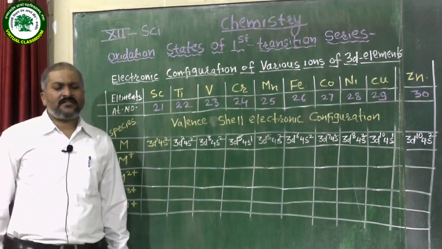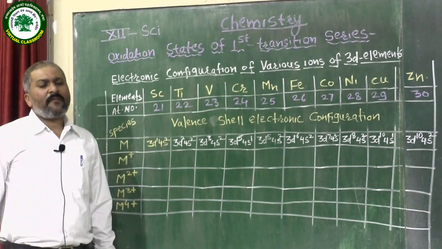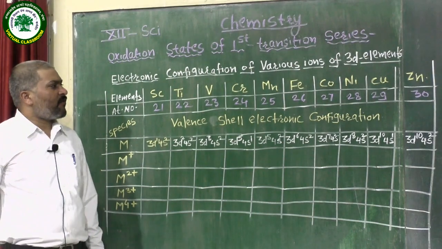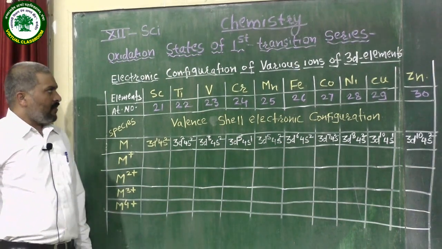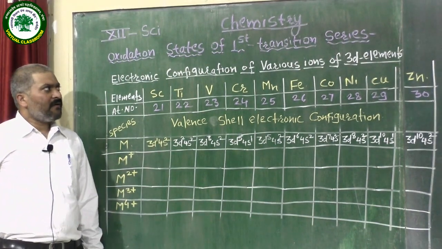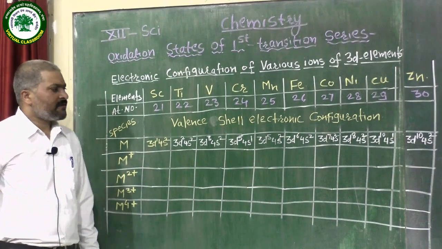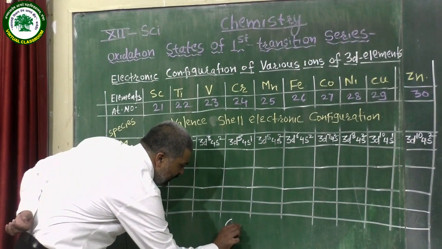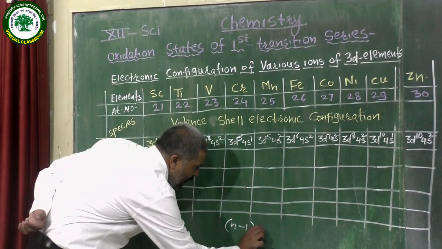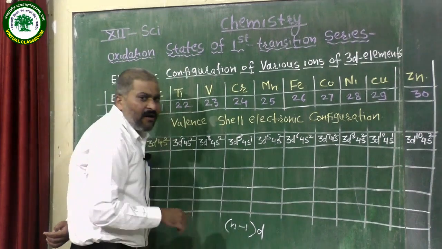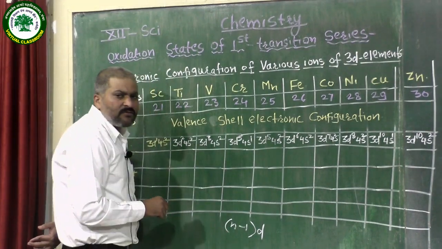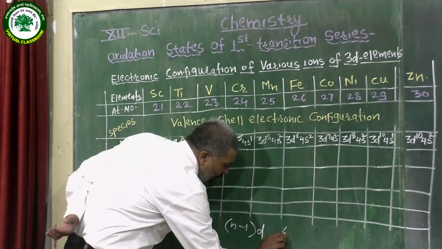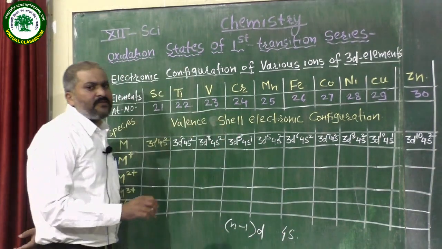Transition metal elements show variable oxidation states. A separate question will be asked for 2 or 3 marks. And we know that the transition metal elements have the general electronic configuration (n-1)d and ns, where the last electron enters the (n-1)d subshell and the 4s subshell.